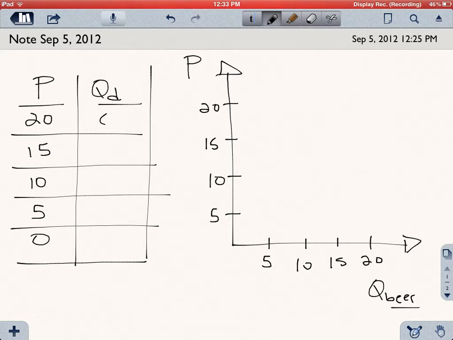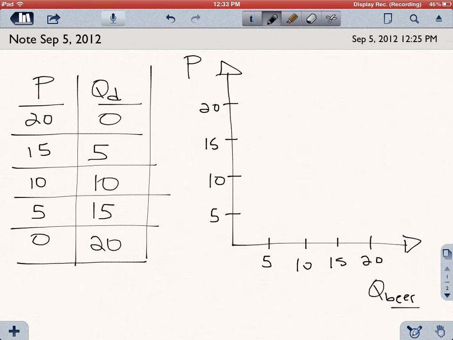So no one demands. When the price of a beer is 15, let's say you'll demand 5 beers. The market demands 5 beers. When the price is 10, let's say the market demands 10. When the price is 5, it's 15. And when the price is 0, there's 20 beers.